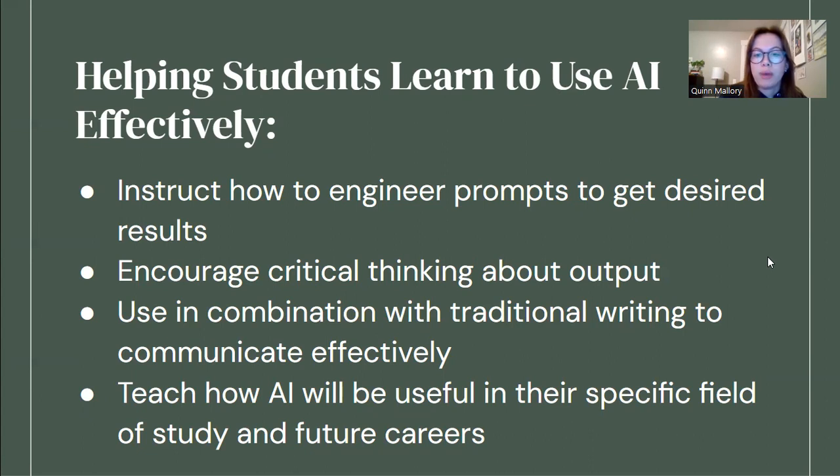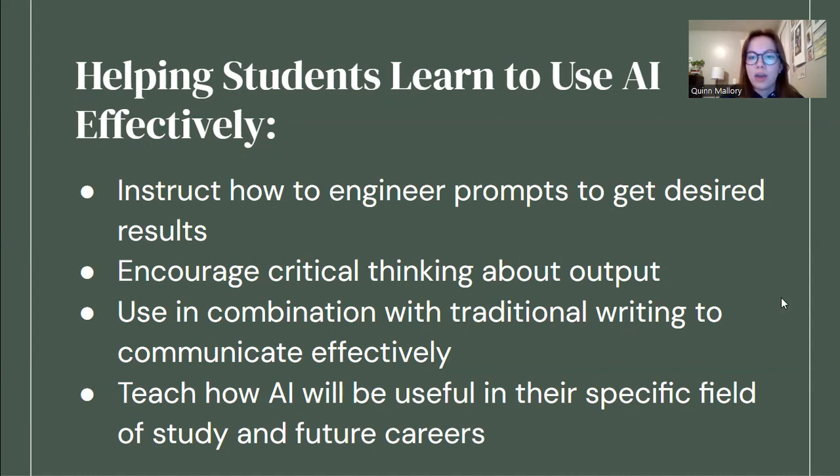Encourage critical thinking about the output. As students consider the responses they receive from ChatGPT, they might consider altering their questions to be sure they are using clarity and proper context and precision and role playing. Using it in combination with traditional writing to communicate effectively. AI can help generate new ideas to write about as a research tool and as an editor and proofreader. Of course, students should round out information they receive from ChatGPT with their own thoughts and opinions.